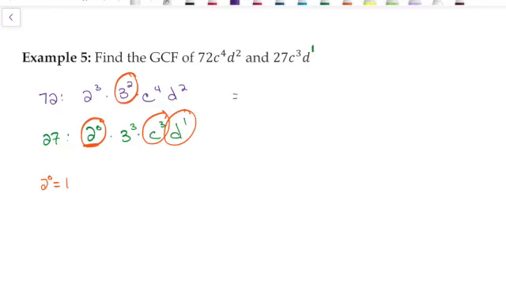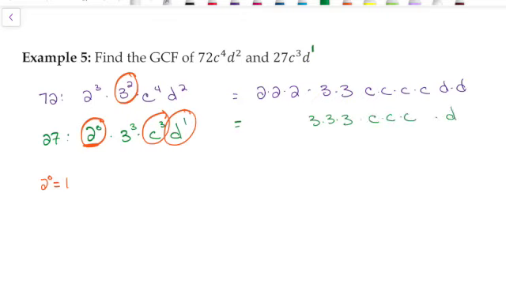2 cubed is 2 times 2 times 2. 3 squared is 3 times 3. And then we've got c times c times c times c, and then d times d. So you can do this if you want. It will get very tedious at some point. So we've got 3 times 3 times 3, but no 2's. And then c times c times c, and then d. I'm trying to line them up a little bit.